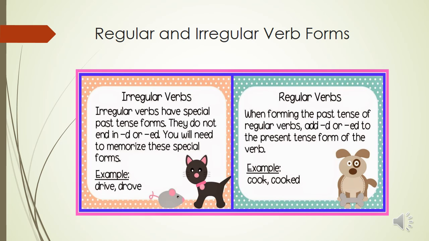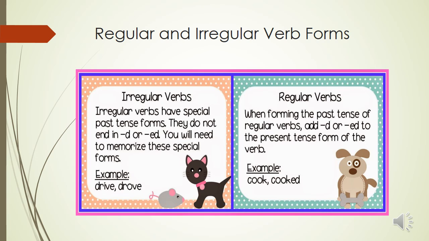See students, to learn simple past tense, it is very important to know regular and irregular verb forms. Irregular verbs are those verbs that have special past tense forms. They do not end with d or ed. We need to learn some spellings and some different forms. For example, drive, drove, driven; write, wrote, written; freeze, froze, frozen. You see that all three spellings are different and all three are different in their pronunciation.